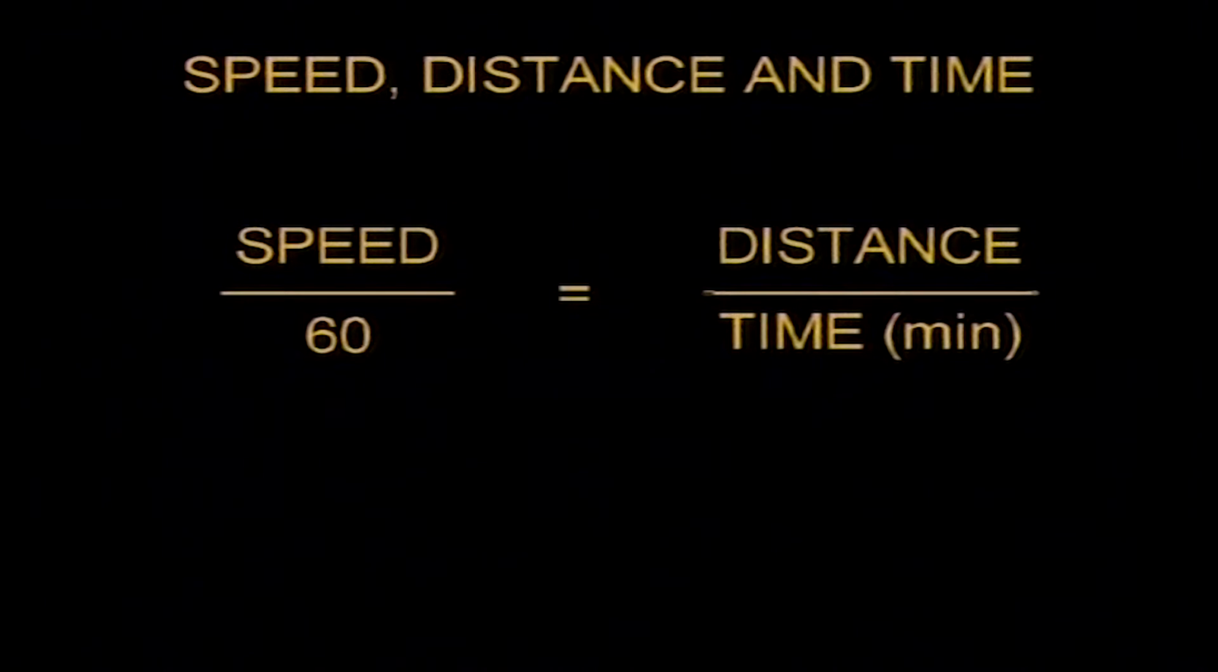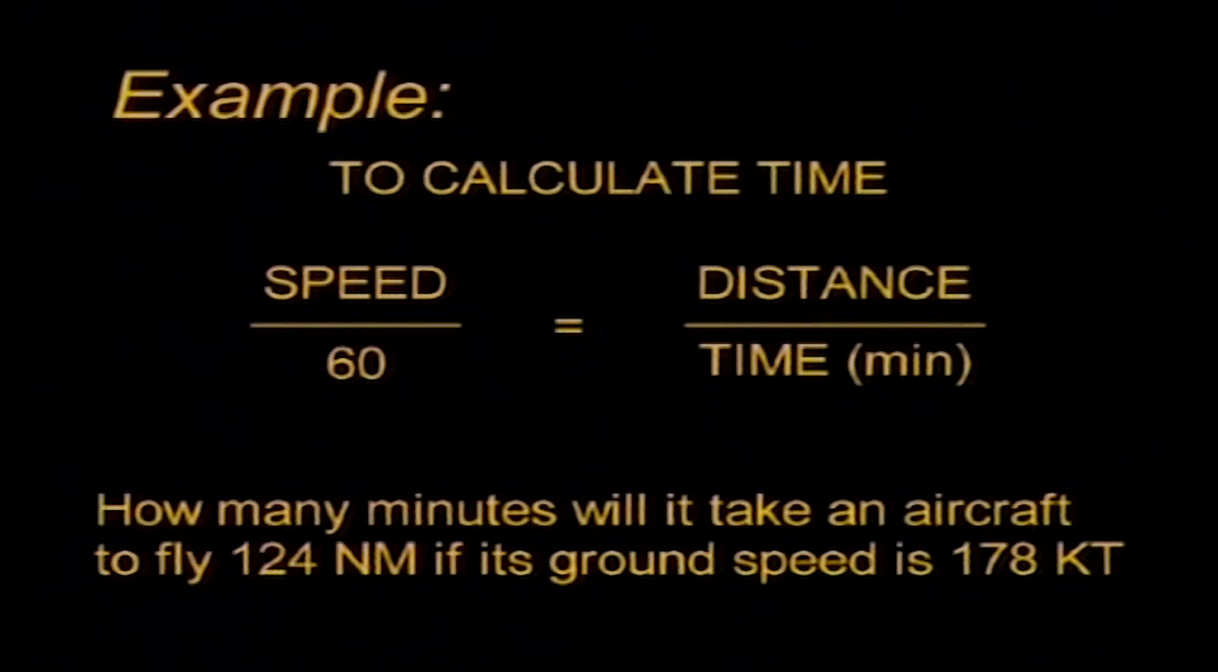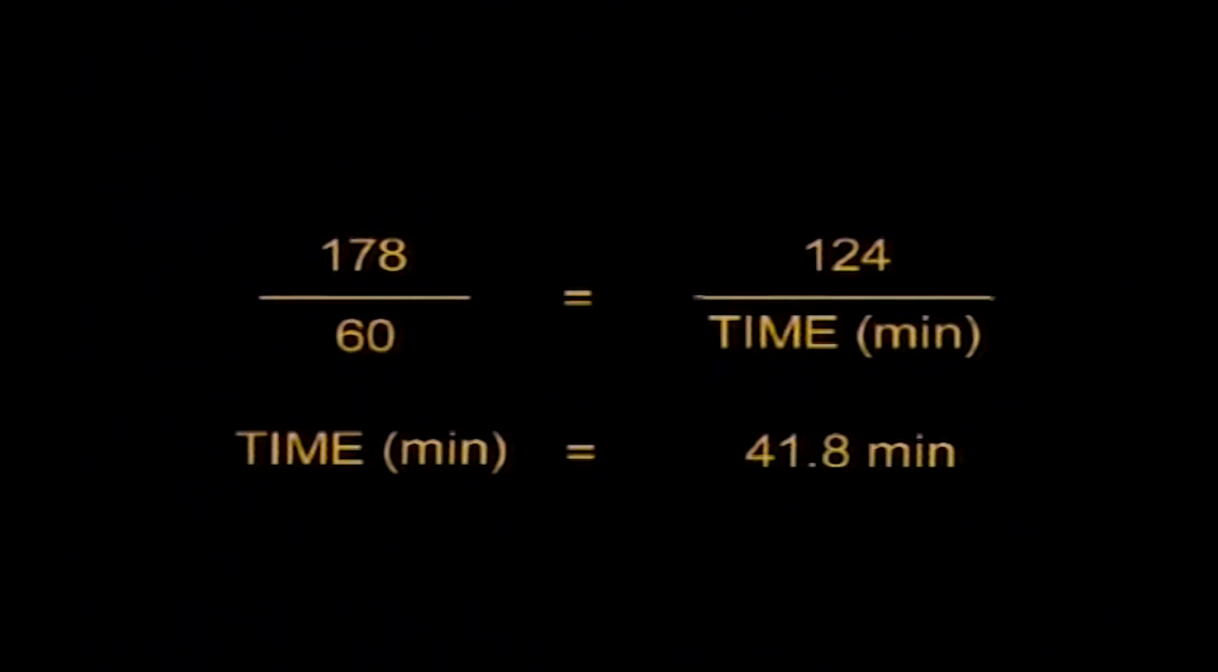Speed as a distance measured over 60 minutes can be expressed as a ratio. For example, how many minutes will it take an aircraft to fly 124 nautical miles if its ground speed is 178 knots? This is best approached using an electronic calculator. 178 divided by 60 equals 124 divided by time. Solving for time gives 41.8 minutes.